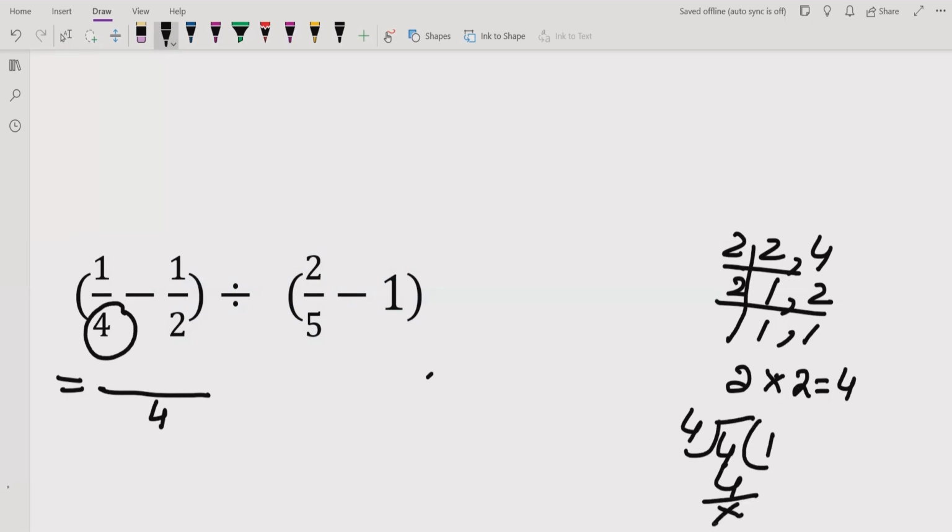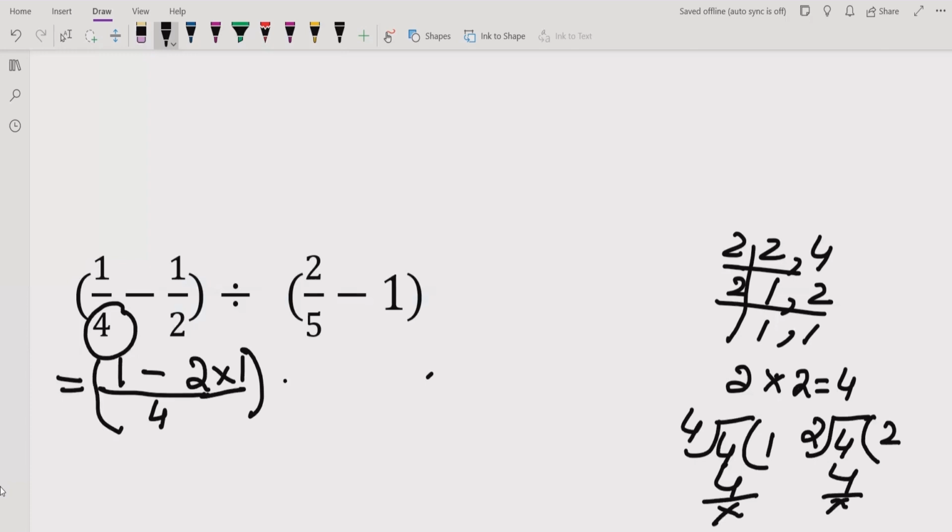So 1 multiplied by 1 equals 1, minus, and here we have the 2. So we will write 4 divided by 2. 2 twos are 4, so here we have the 2. So 2 multiplied by 1 equals 2. This part we have solved using LCM.